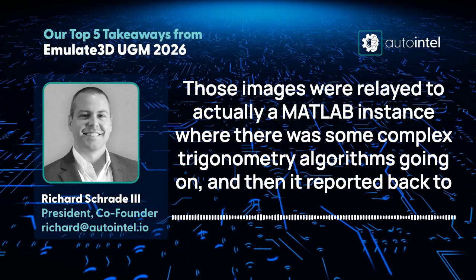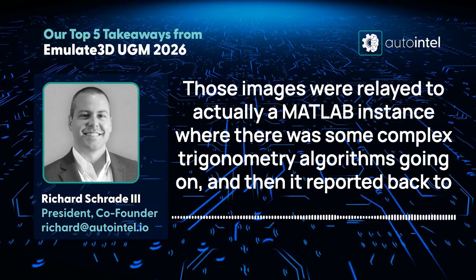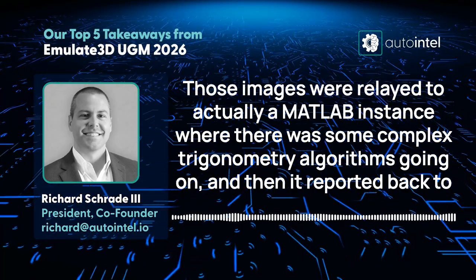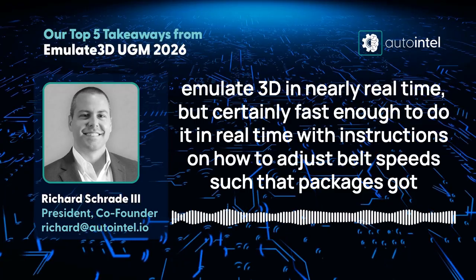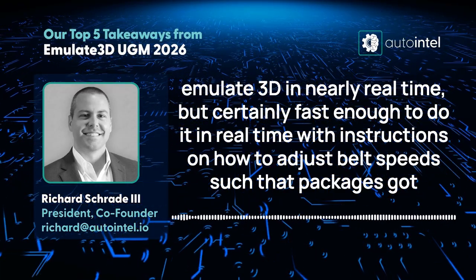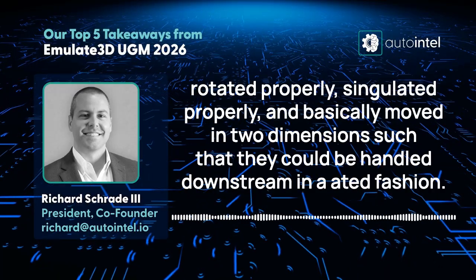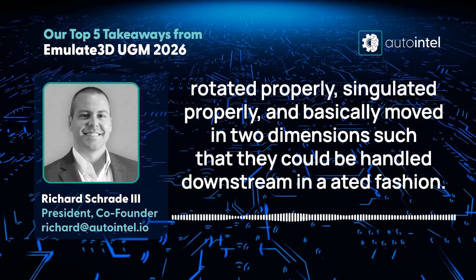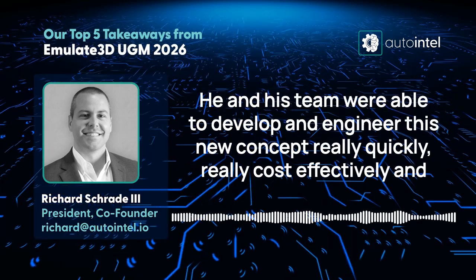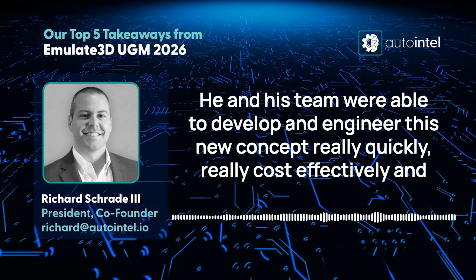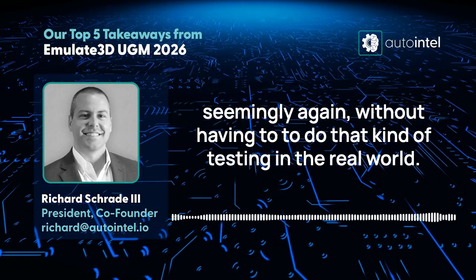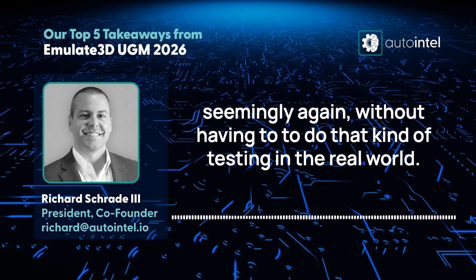Those images were relayed to actually a MATLAB instance where there was some complex trigonometry algorithms going on, and then it reported back to Emulate3D in nearly real time, but certainly fast enough to do it in real time, with instructions on how to adjust belt speeds such that packages got rotated properly, singulated properly, and basically moved in 2 dimensions such that they could be handled downstream in a singulated fashion. He and his team were able to develop and engineer this new concept really quickly, really cost effectively, and seemingly, again, without having to do that kind of testing in the real world.